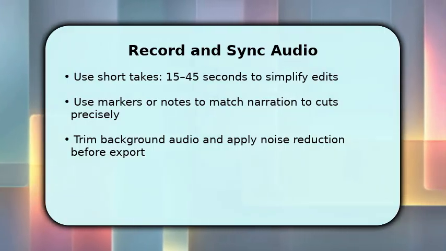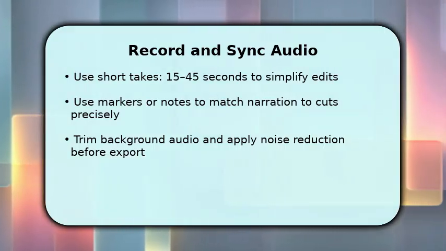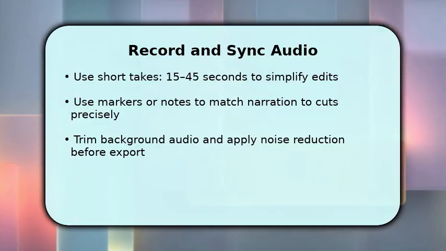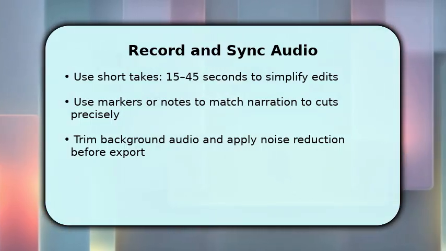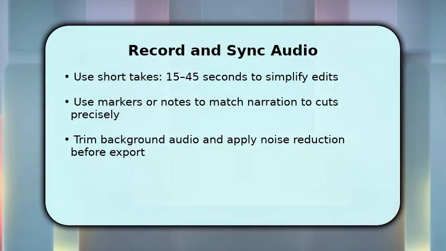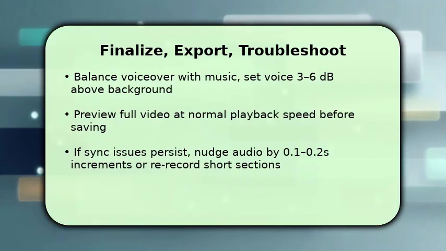Use the editor's trim and fade tools to remove breaths and soften cut points, and apply light noise reduction to remove room hum. This preserves intelligibility without sounding processed. Finish by balancing levels. Lower background music and set your voiceover roughly 3 to 6 decibels louder for clarity.